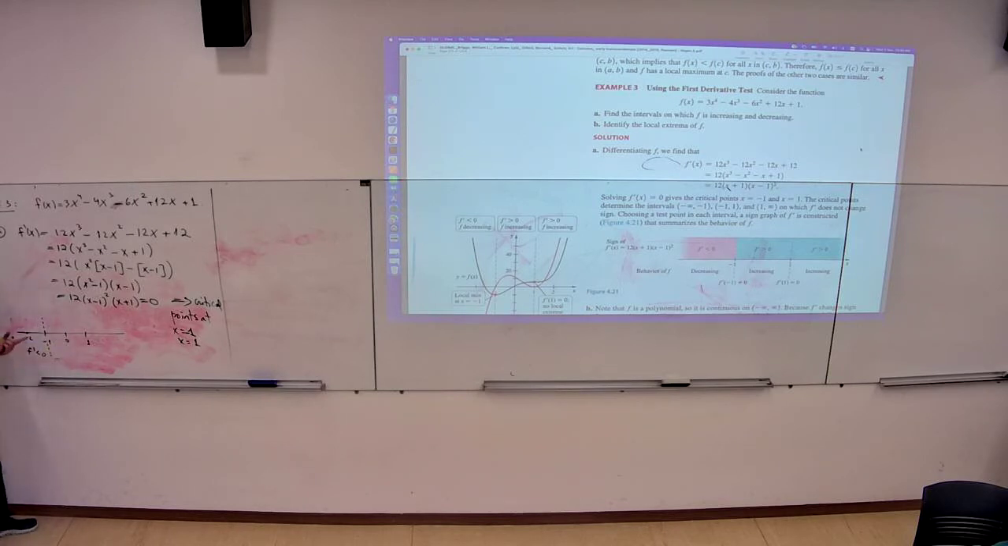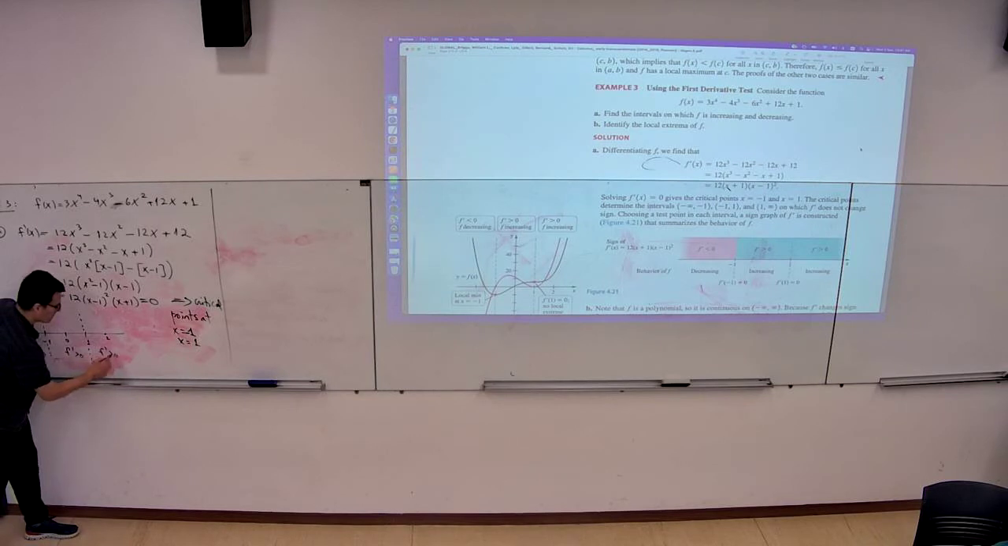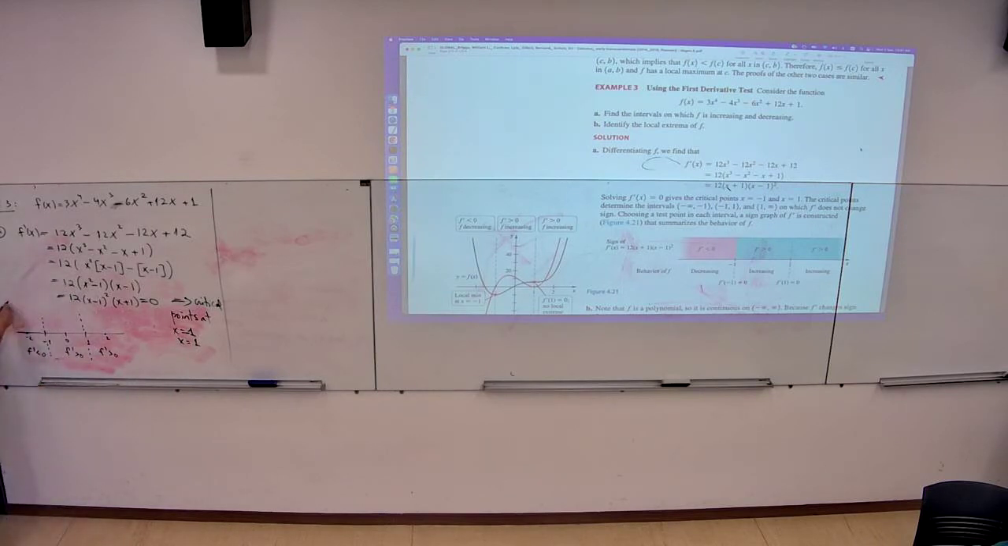Down there, plug 0 in, positive. 0 plus 1 is positive. So f prime here is positive. And past 1, you have 2, for example. At that point 2, you get positive, positive. So f prime is still positive at that point. So the function is decreasing down here, but then increasing, and it keeps increasing down there. So here, you have a saddle point. You don't have a minimum or a max.